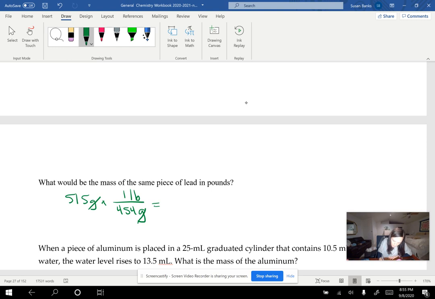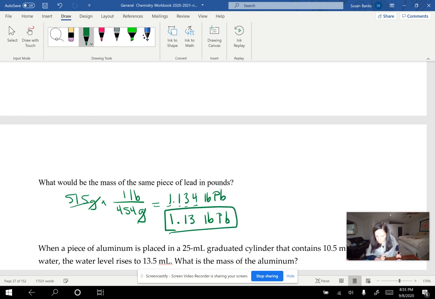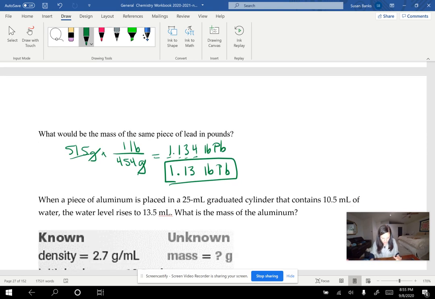When I do this, I get 1.134 and so on, pounds of lead. I have 3 digits here, so 1, 2, 3. That 4 tells me to just leave it. So I have 1.13 pounds of lead in that block. Okay? All right, let's look and do another.